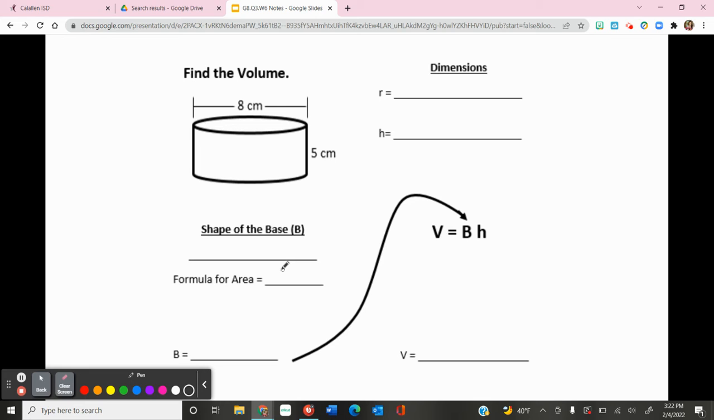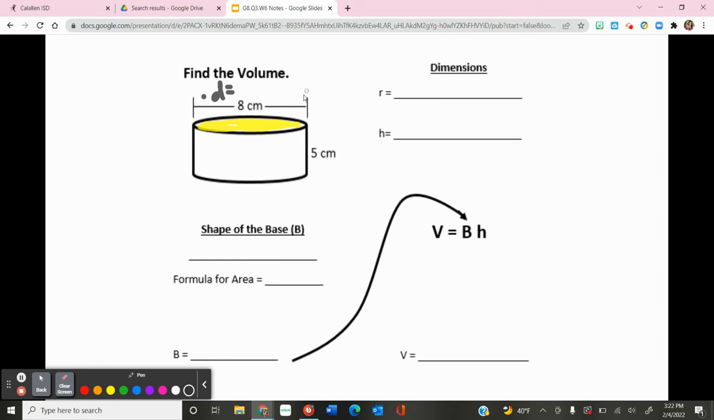Okay, so let's go ahead and look at this first example. We want to find the volume of this cylinder. On this cylinder, we have a diameter of 8, and we know this is the diameter because it goes all the way across the top of our base. Again, on a cylinder, our base is a circle here. So my diameter equals 8.